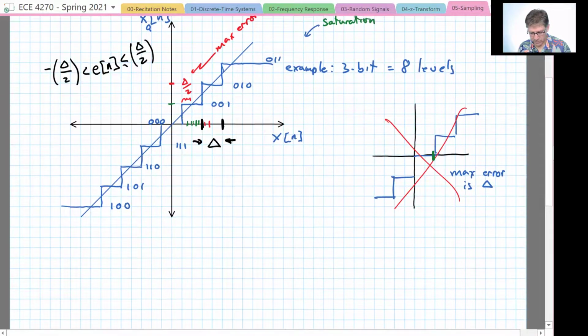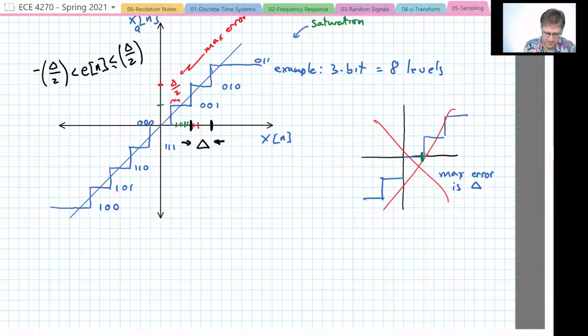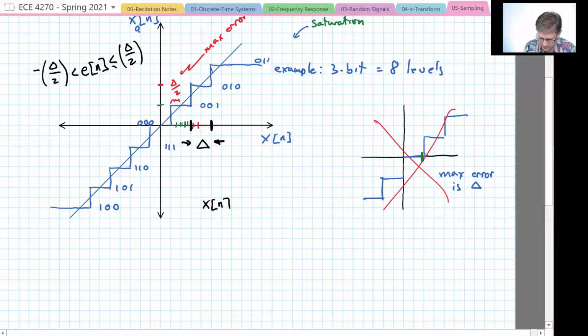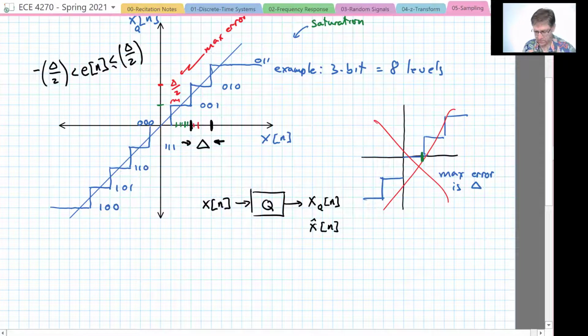Okay, so we've defined the basic concepts. Let's go ahead and start figuring out how to analyze what's going on here. If we have x of n into a quantizer, which is often just specified with a capital Q, we get out our xq of n. And I'm going to change notation at this point to be x hat of n.